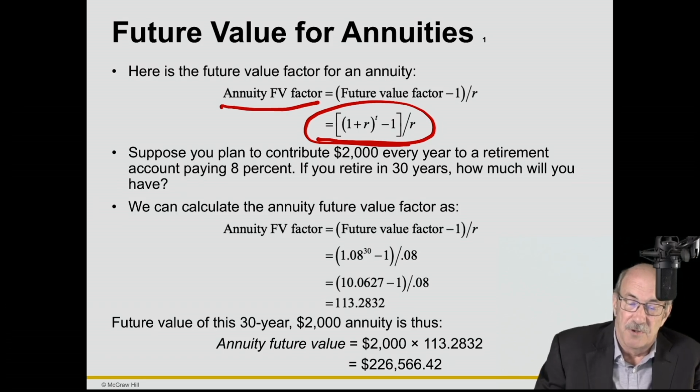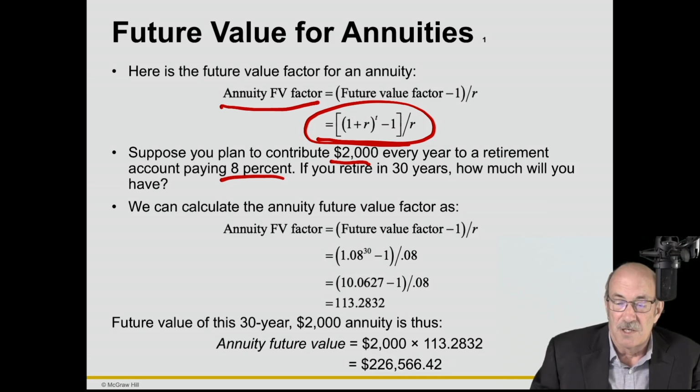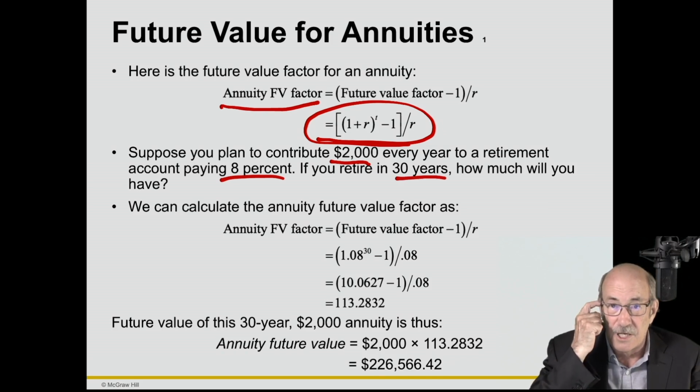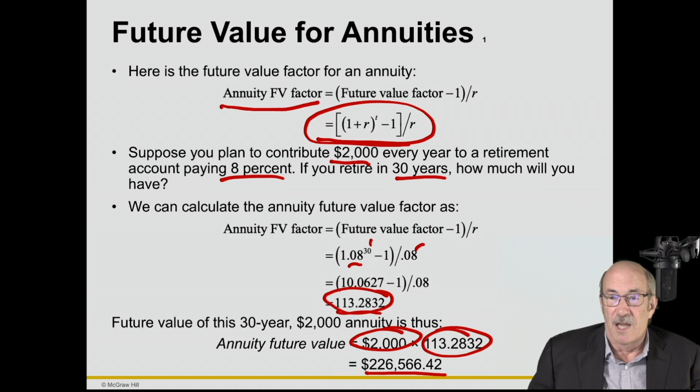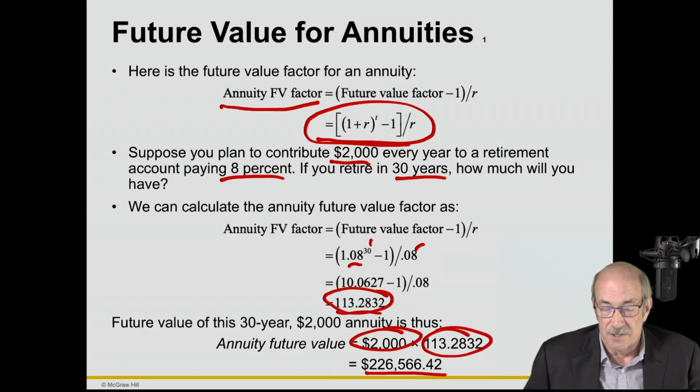Now, in this example, they're saying we're going to contribute $2,000 every year to a retirement account that is paying 8%, and we're planning on retiring in 30 years. How much will we actually have? Now we can plug and chug: 8%, 30 years, there's 8% again, calculate the factor, multiply the payment by that factor. So here we are doing that. And that means that we'll have about $226,000 some dollars if we did that.